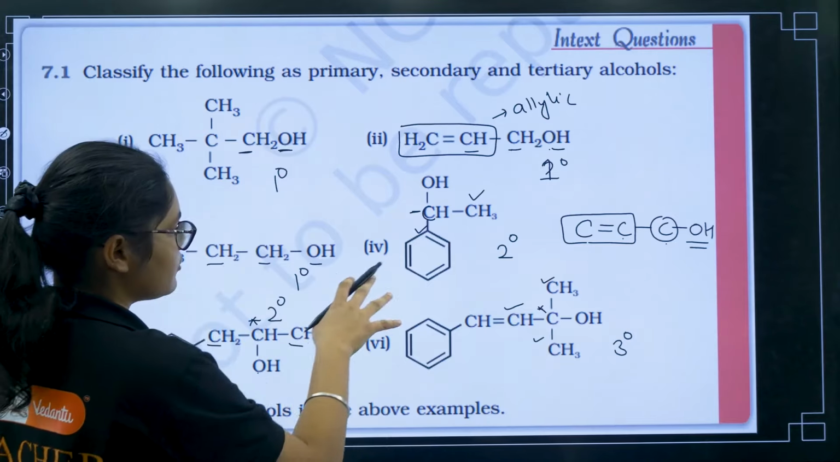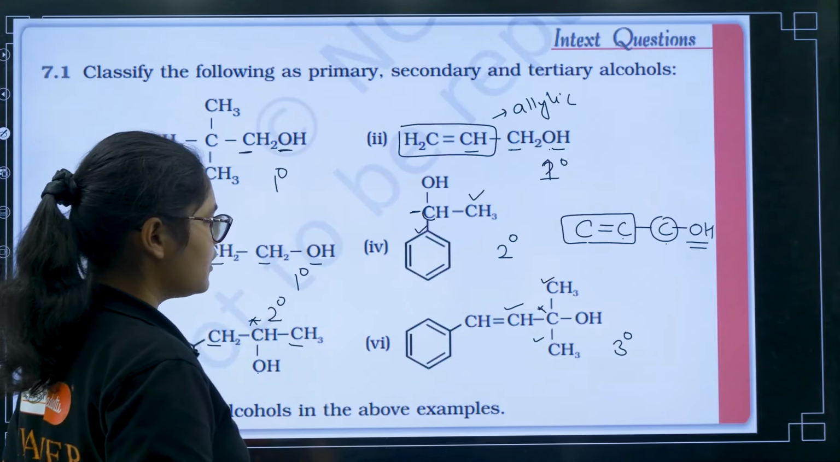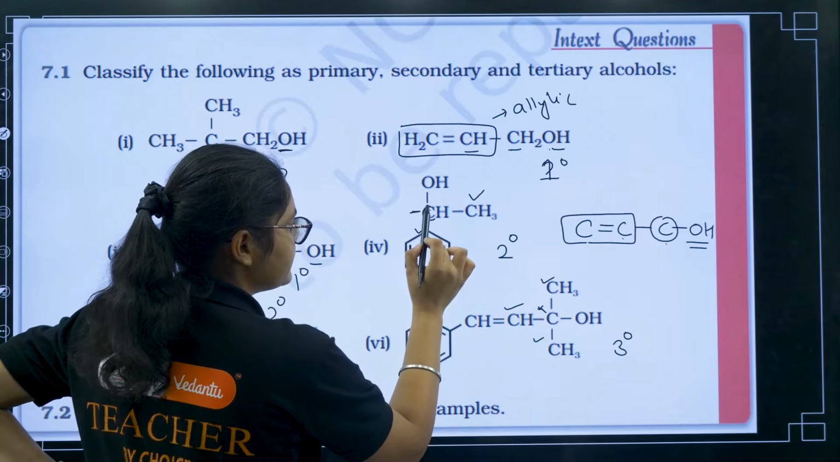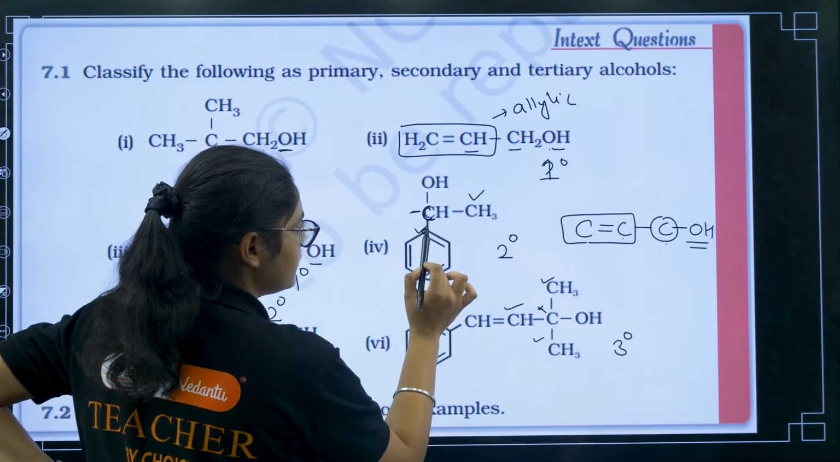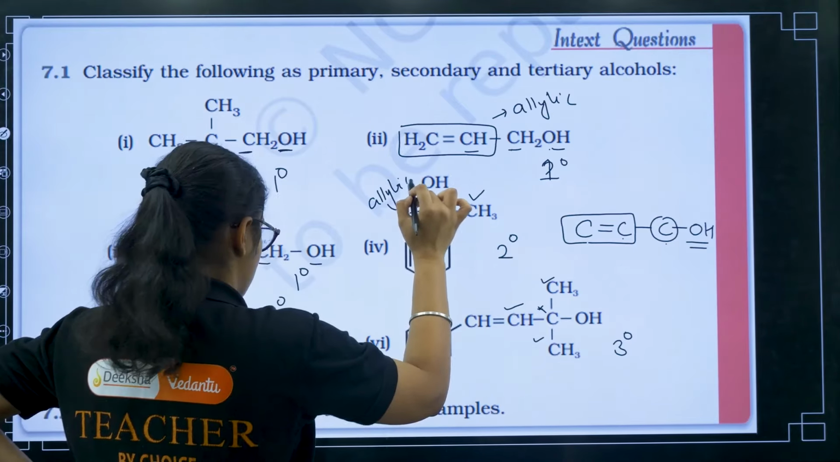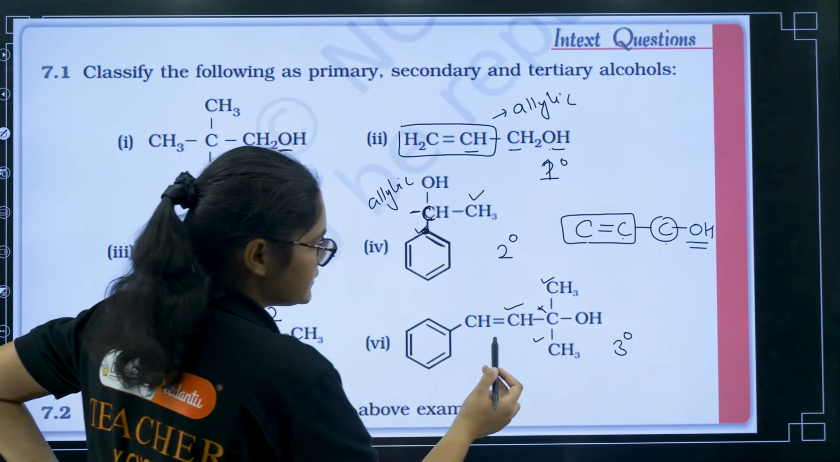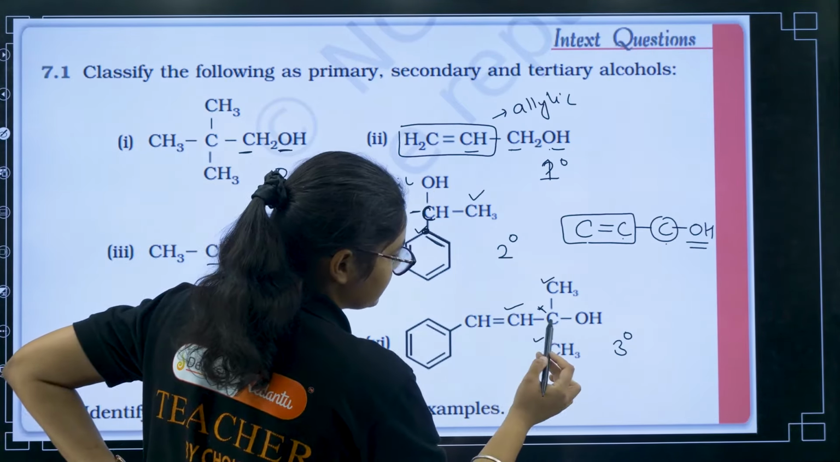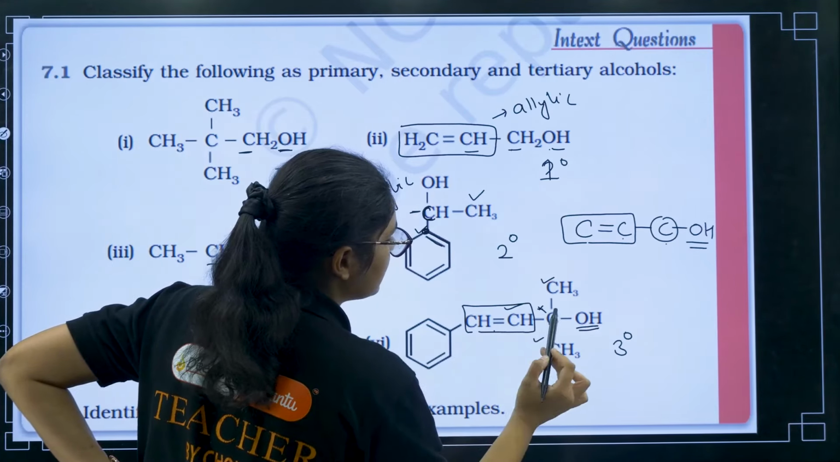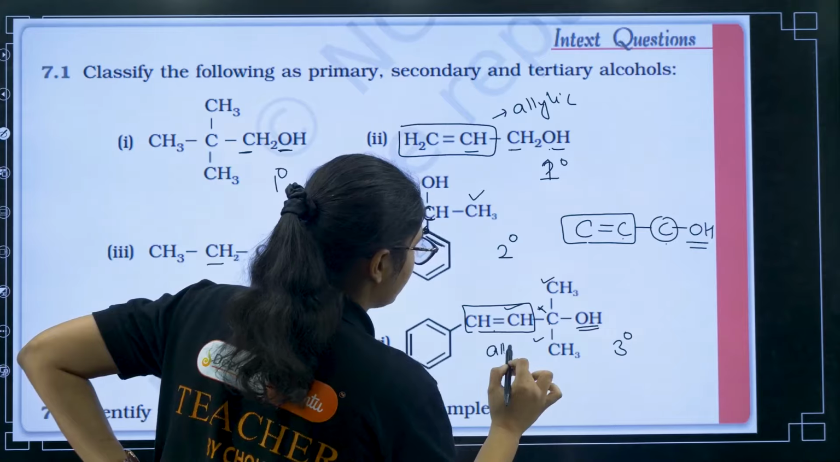Now here, no double bond. Here, can I say? Yes, here also you can see the carbon containing the OH is attached to a carbon which has a double bond. So yes, this is also allylic. Next, here you can see, can we say this carbon? Yes, you can say this carbon which contains the OH group is attached to a carbon having a double bond. So yes, this is also allylic.